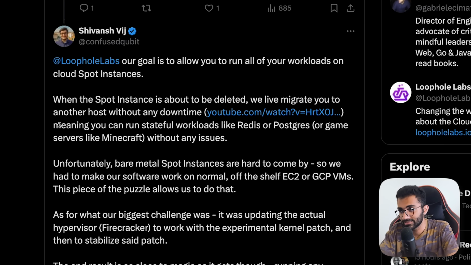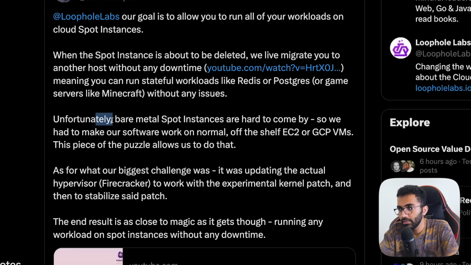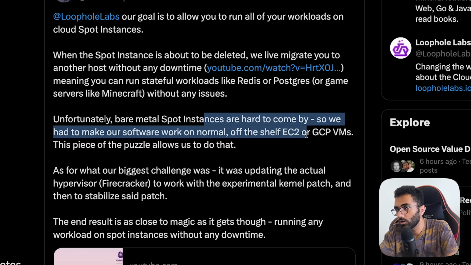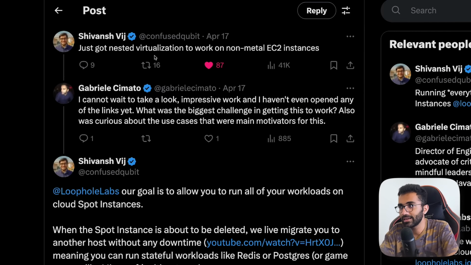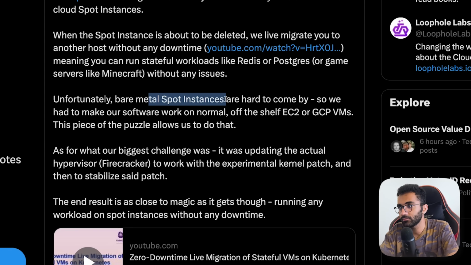But what these guys say is that you can run stateful workloads like Redis or Postgres or game servers like Minecraft without any issues. Unfortunately, bare metal spot instances are hard to come by, so we had to make our software work on normal off-the-shelf EC2. So yeah, this tweet, what he tweeted about was that they are now able to do the same thing with spot instances.